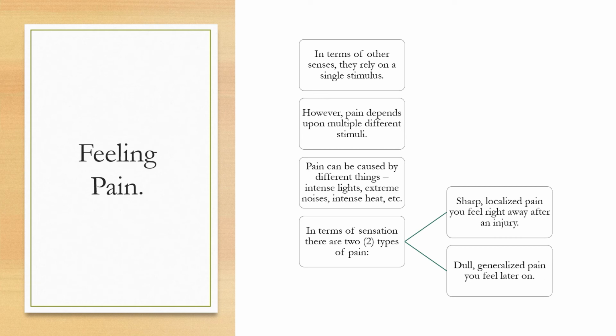But there are two types of pain in terms of sensation. Sharp, localized pain that you feel right away after an injury, for example, like slicing your hand or cutting your finger. And then dull, generalized pain you feel later on. So maybe you're playing soccer, and you fall down and land on your ankle funny, and you go, ooh, that hurt, but you can get up and walk on it. Then when you get home later that night, your ankle begins to swell up, and you can't put pressure on it, it really hurts. That would be the pain that you feel later on.